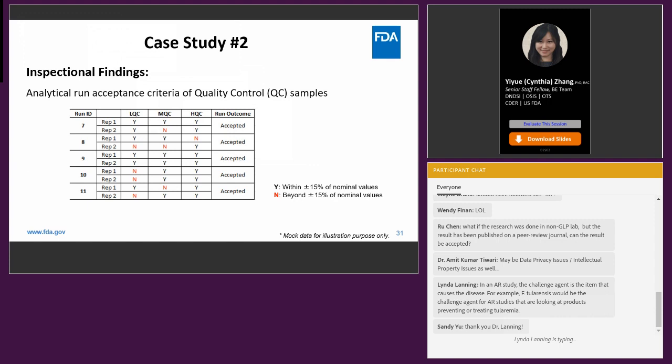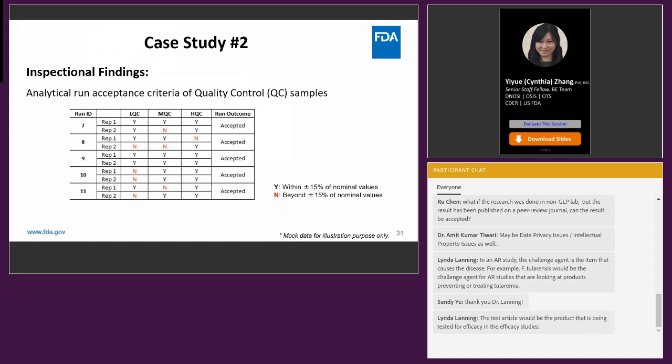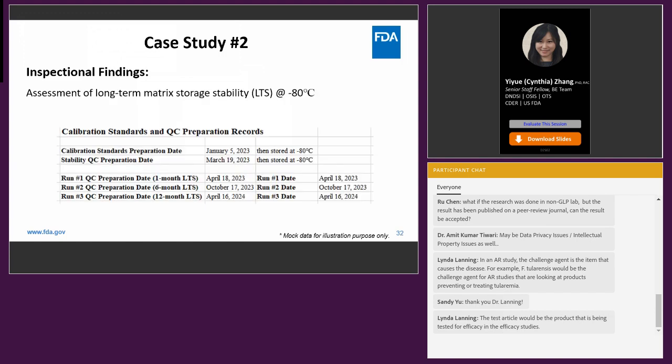During the inspection, it was observed that the analytical run acceptance criteria of quality control (QC) samples was not specified in the SOP. As a result, analytical runs were accepted regardless of how many QCs met the acceptance criteria, which was within plus/minus 15% of the nominal values, as shown in the table here. Please note that these are mock data intended for illustration purpose only.